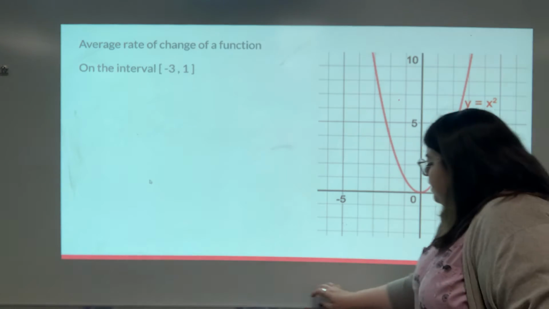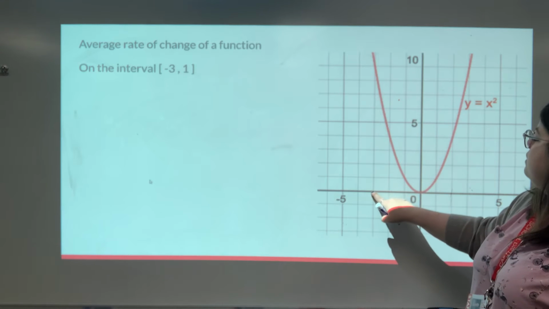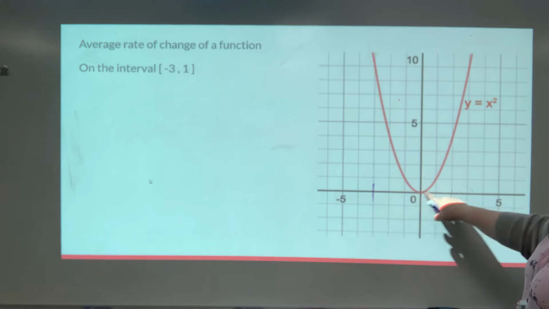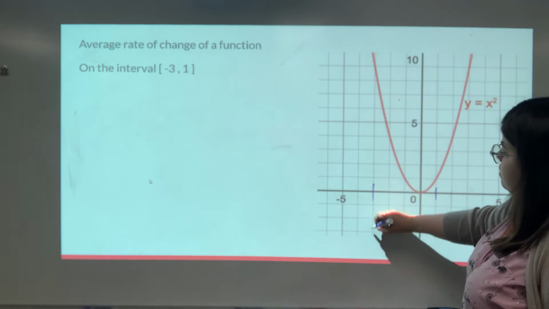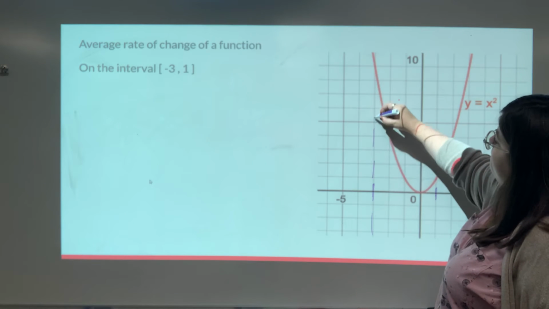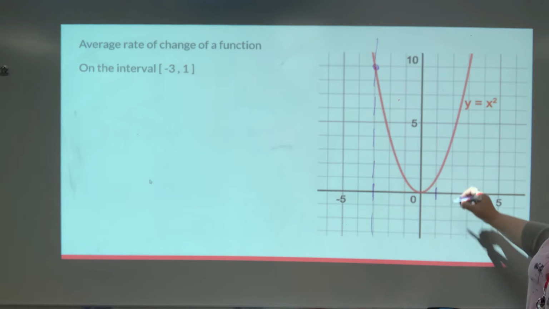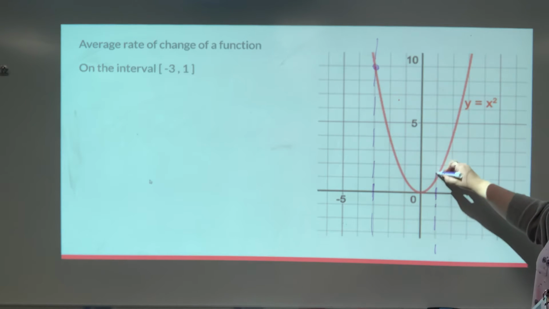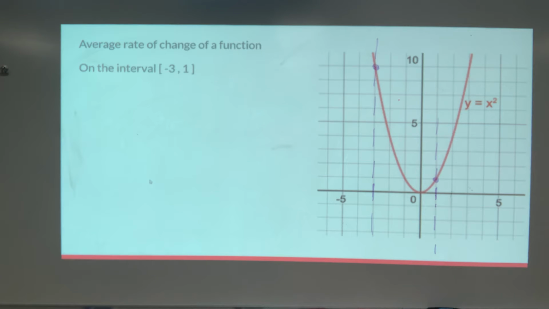So I'm going to pick purple. So I'm going to go to -3 to 1. So I'm going to look at where the function is on those 2 x values. So here at -3, there it is, my function hits right here. And here at +1, my function hits right there. Let's get those 2 points and find the average rate of change.